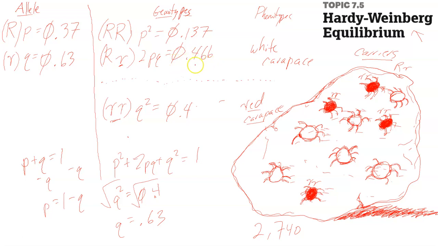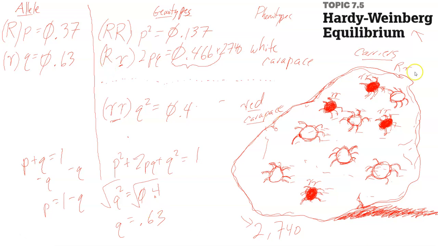So what does this mean? What this means is, remember my original question was, we want to know how many are carriers. Well, I can tell you the percentage that would be carriers in a non-evolving population. That would be 46.6%, or a frequency of 0.466, however you want to look at it. Now, let's say we had a population. Remember, originally I said we had a population of 2,740. All I would have to do is take this 0.466, multiply it by my total population size, and that would give me the number of beetles that I would expect to be heterozygous if this population is not evolving.